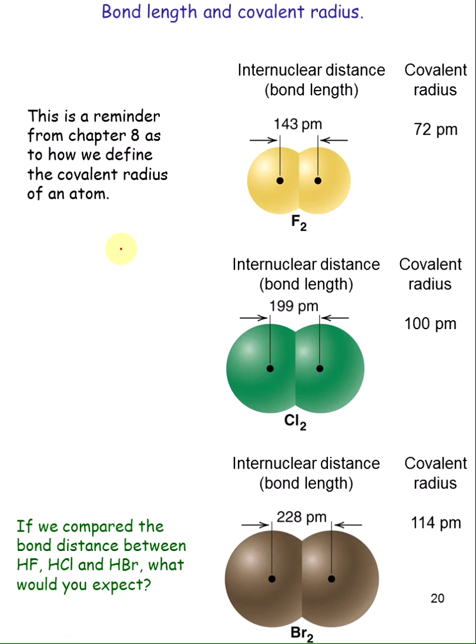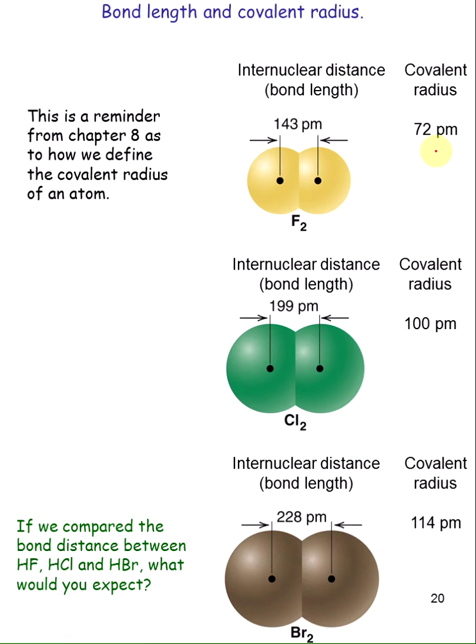Now just to look at bond lengths and covalent radius, this is a reminder from chapter 8 of how we define the covalent radius of an atom. So here the distance between the two radii, since they're both the same thing, we take that 143 and divide it by 2.